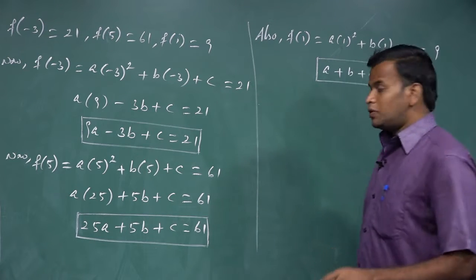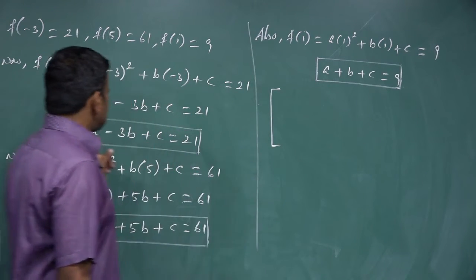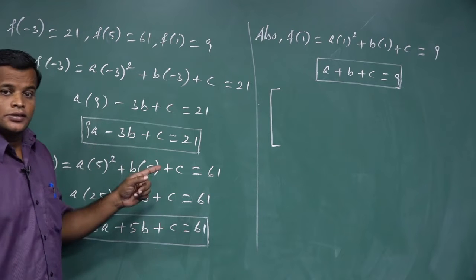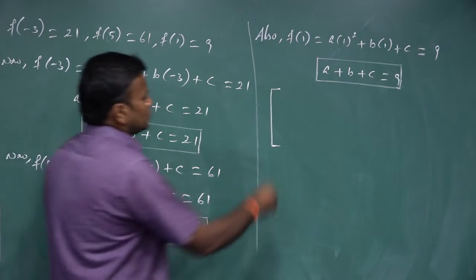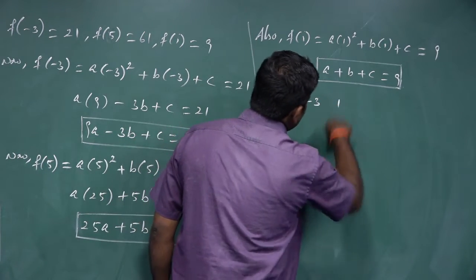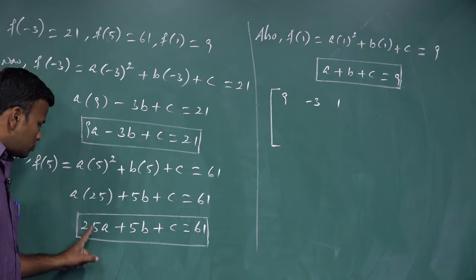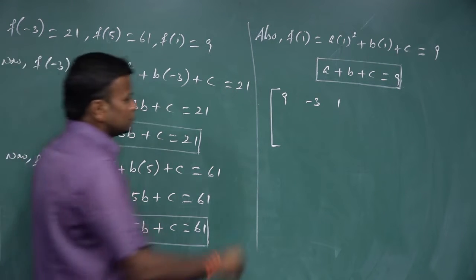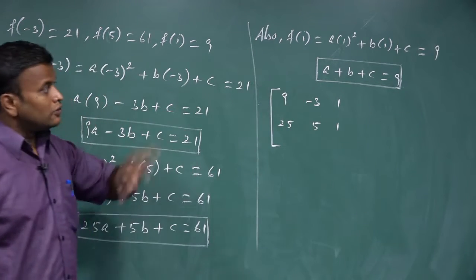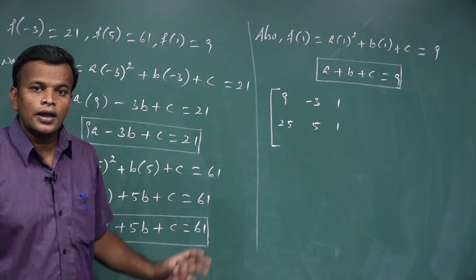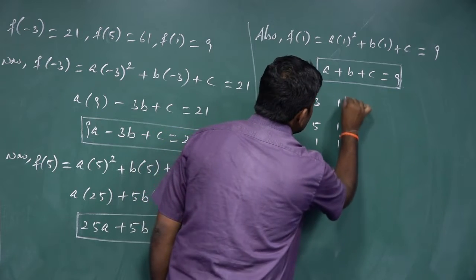So how to write the matrix form? In the matrix, we see the first equation coefficients of a, b, c. The first equation coefficients are 9, minus 3, 1. Second equation coefficients of a, b, c are 25, 5, 1. Third equation coefficients of a, b, c are 1, 1, 1.